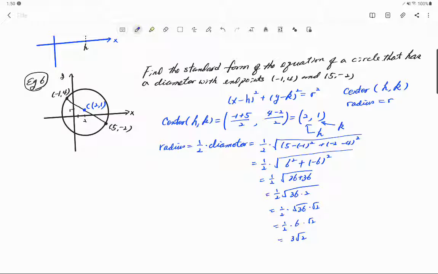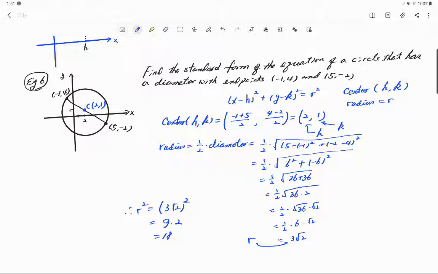Are our calculations correct? Yes, that is correct. So that is the radius. So what is r squared? r squared equals (3 square root of 2) squared. So 9 times 2 is 18, right? So we found r squared is 18.